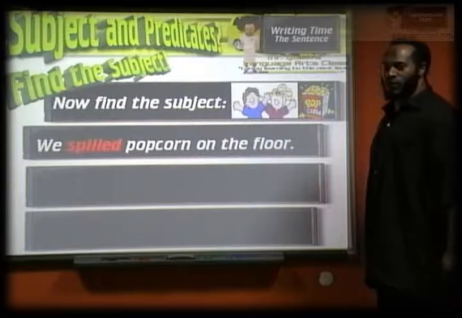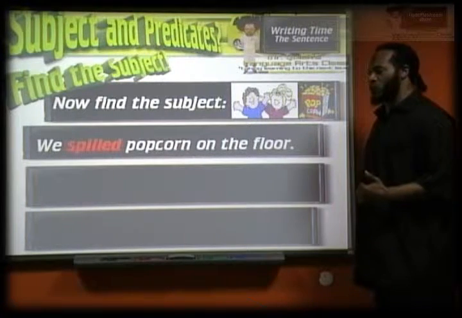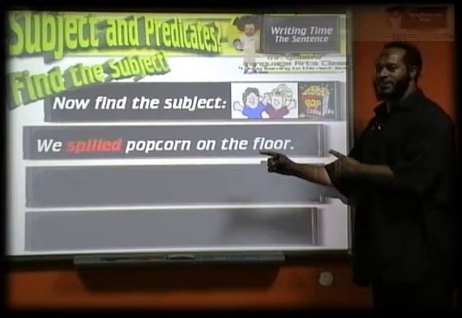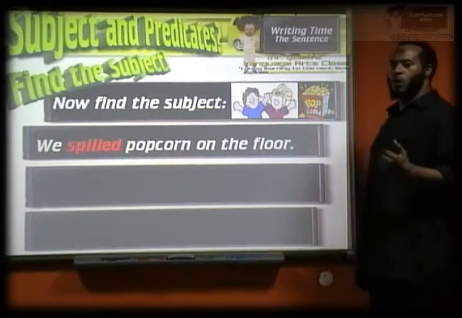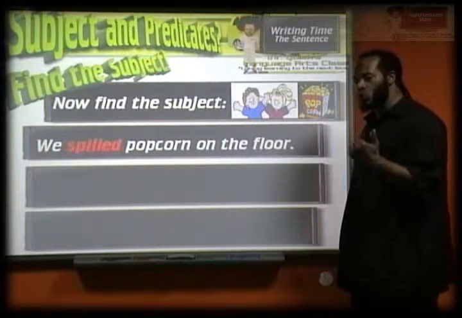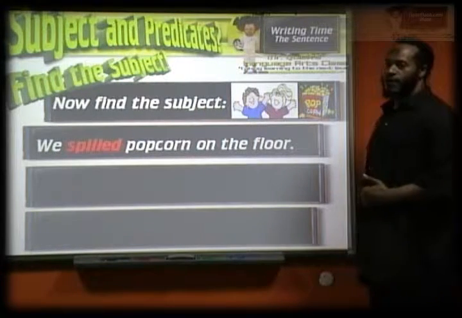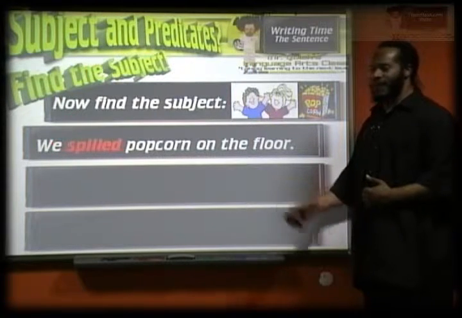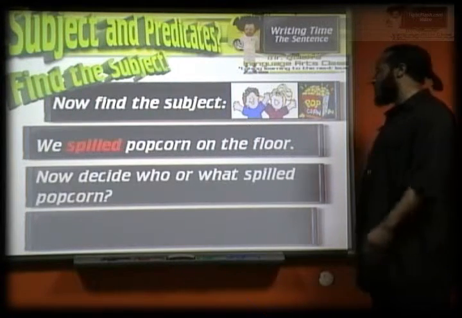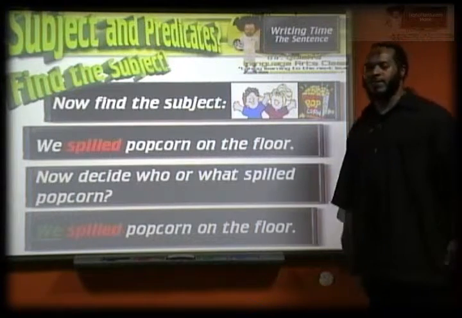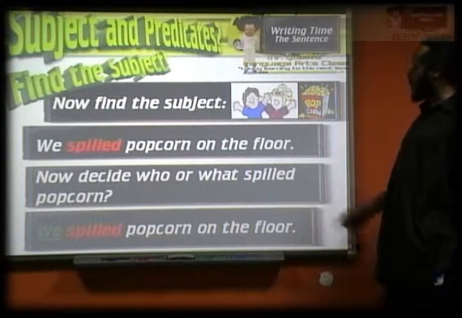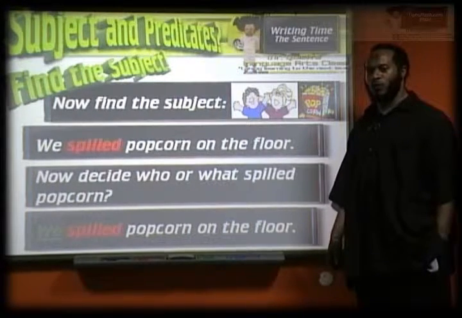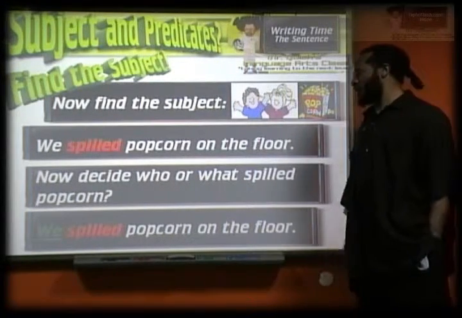Now let's find the subject. Like I said before, if we found the verb, it should be just as easy finding the subject, because now we have to ask who, and in this case, who spilled, and we look before the verb and we find this word we, and I think that's the subject. Yes, it is we. We spilled popcorn on the floor, and these two little kids spilled popcorn on the floor that mommy is going to have to sweep up.